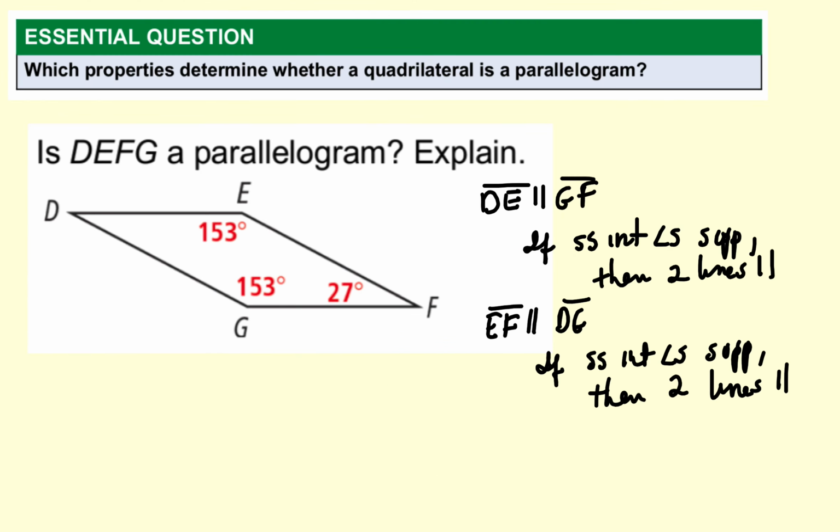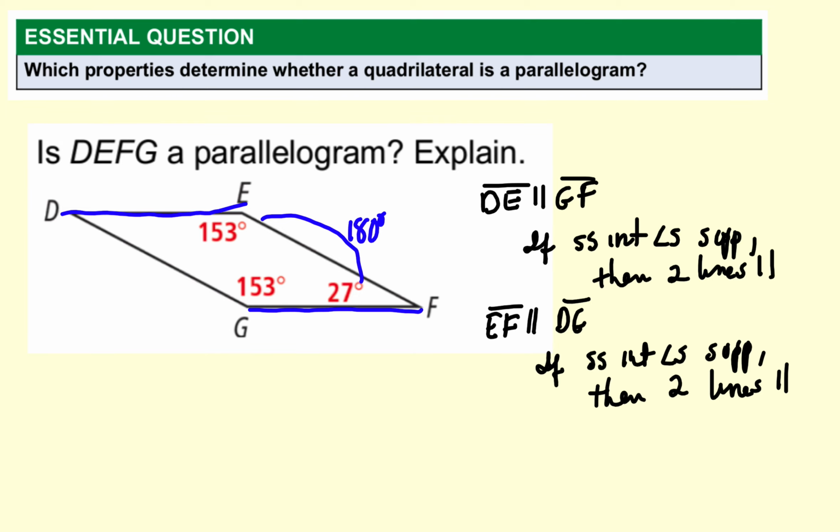Let's take a look at this. Do we have a parallelogram? So let's take a look at 153 and 27. Notice that 153 and 27, these two do add up to 180 degrees. So we'll be able to say that DE and FG are parallel because if same side interior angles are supplementary, then the two lines are parallel.